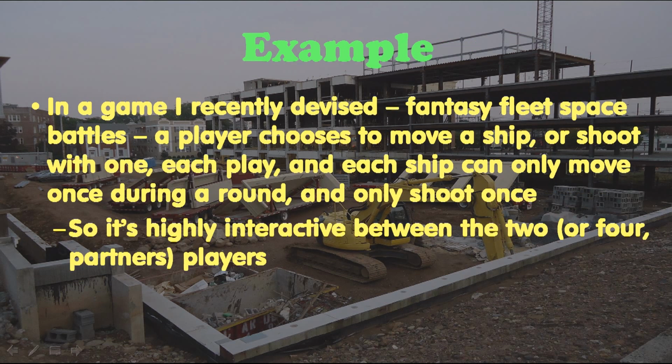As an example of these kinds of combinations, in a game I recently devised, which is a fantasy fleet space battles of all things, a player chooses to either move a ship or shoot with one each play, and then the other player plays, and they go back and forth, but each ship can only move once during a round and only shoot once. So that's highly interactive between the players and approaches simultaneous. And it works very naturally for ships and ship-to-ship battles.